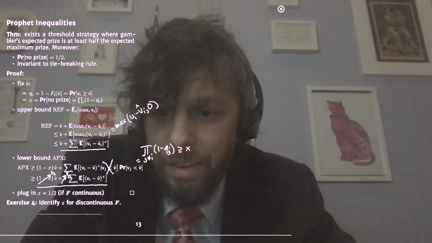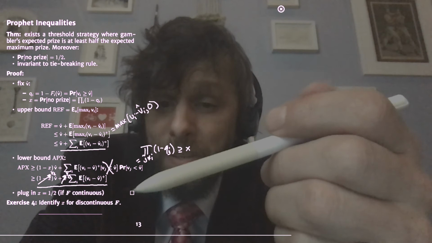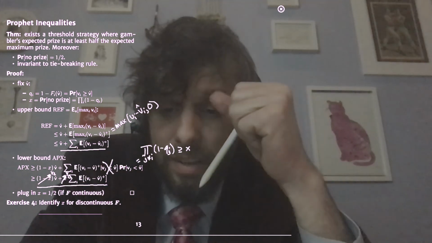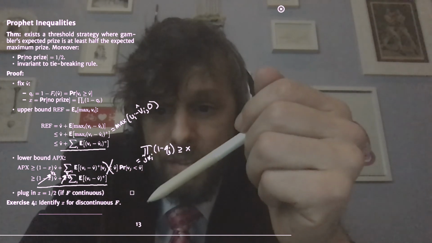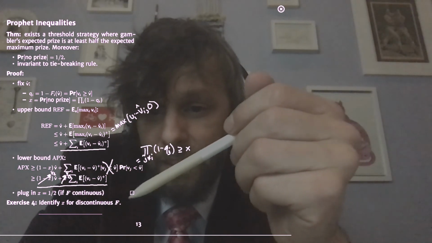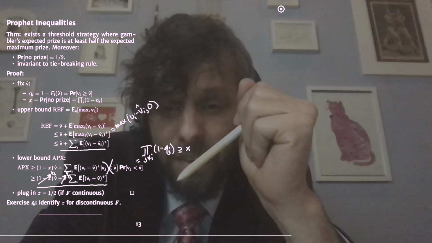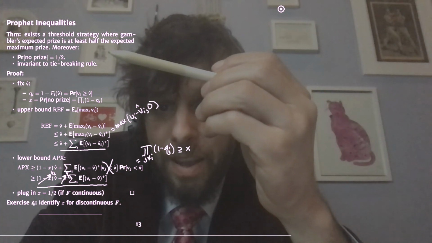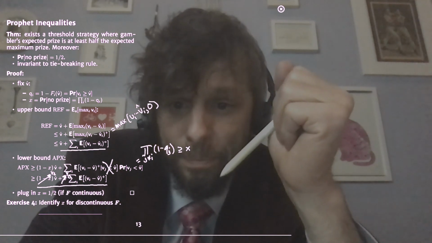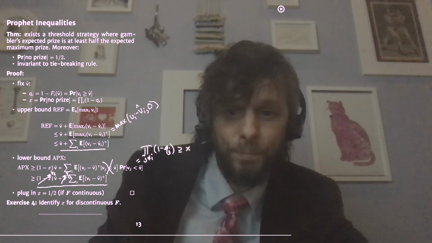As an exercise, suppose that this distribution is not continuous, which means I might not be able to find a v hat where x is exactly 1/2. I claim there's another way to select v hat. So find another way to select v hat to also get a theorem where the gambler is getting half of the expected maximum prize. That's exercise 4.